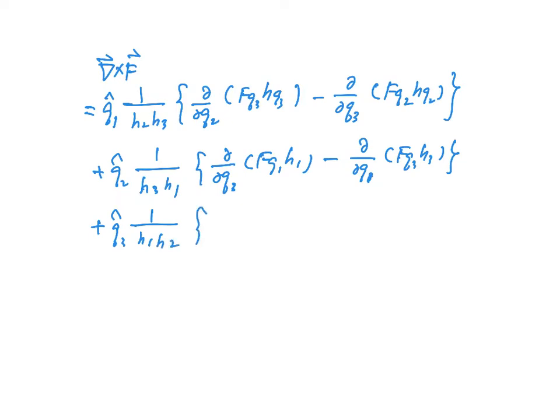And the partial derivative is in the same order. Partial Q1, partial F Q2, H2, minus partial Q2, partial F Q1, H Q1. So Q, Q, Q. Easy to remember, right?